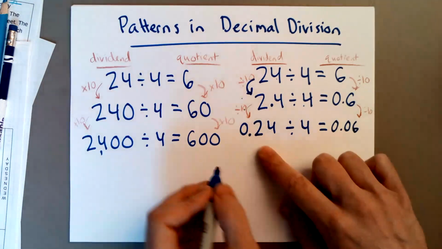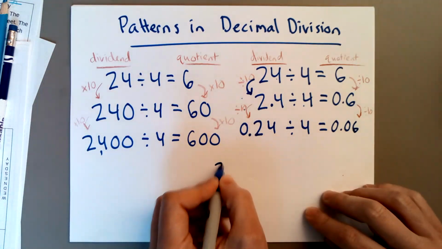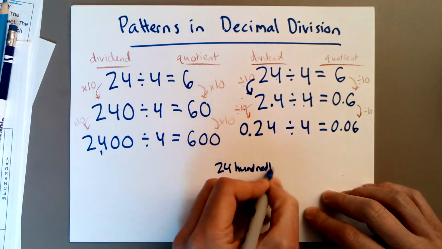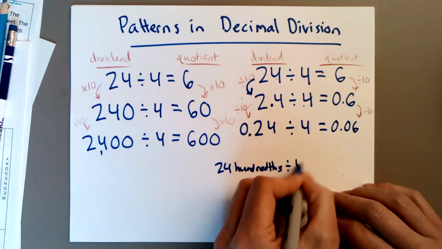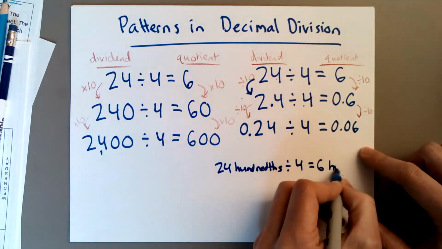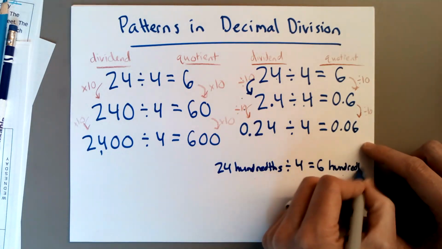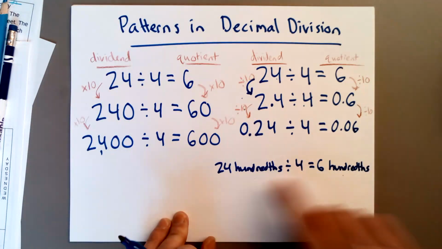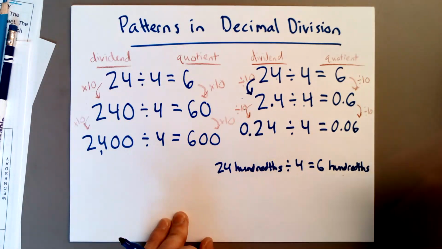In fact, if I write them out with their place value names, 24 hundredths divided by 4 plates, I get 6 hundredths. And that makes sense because 24 divided by 4 is 6. 24 hundredths divided by 4 is 6 hundredths.